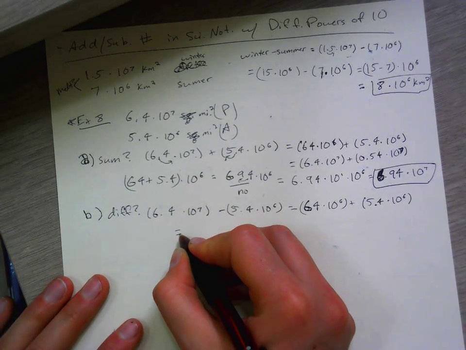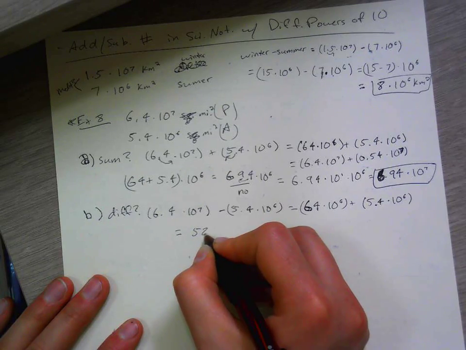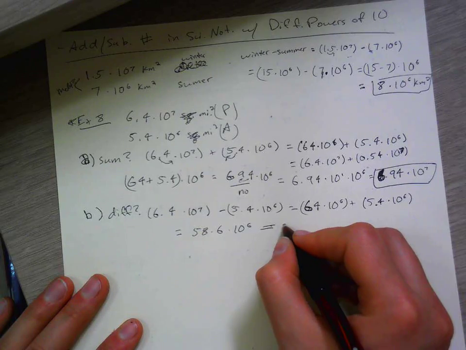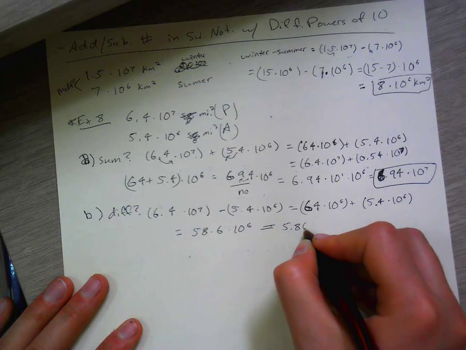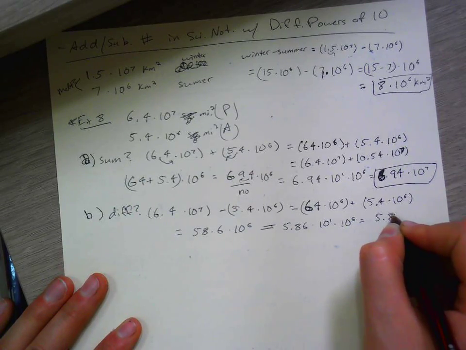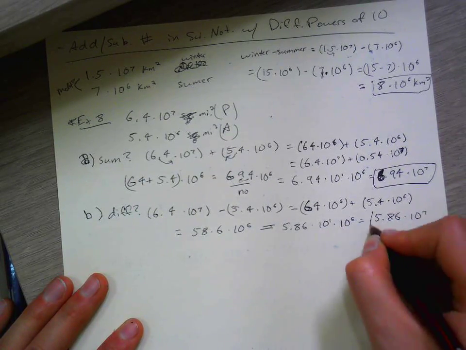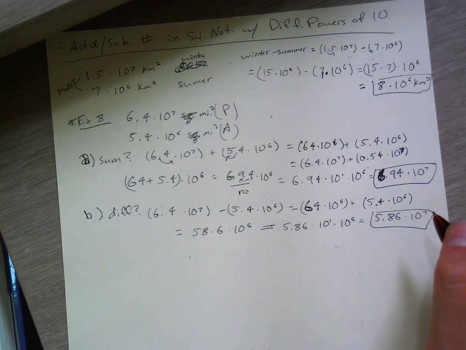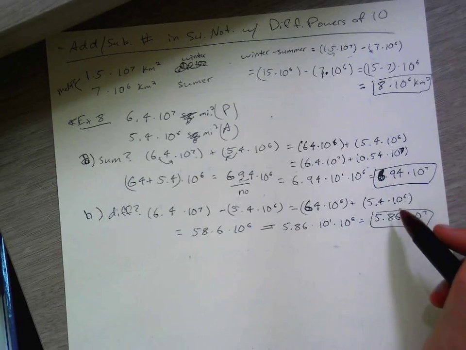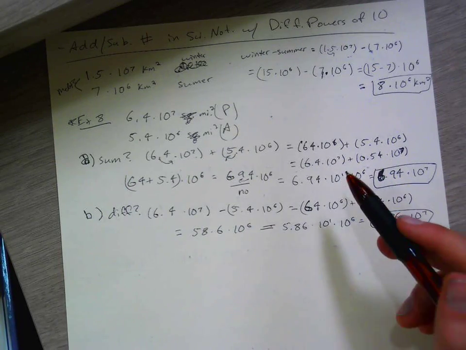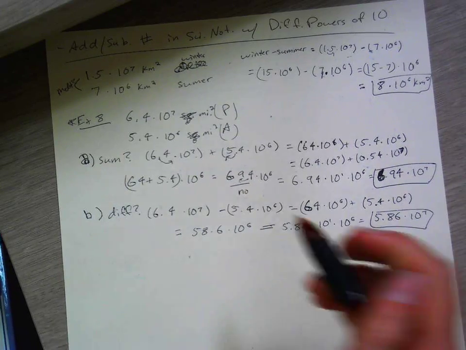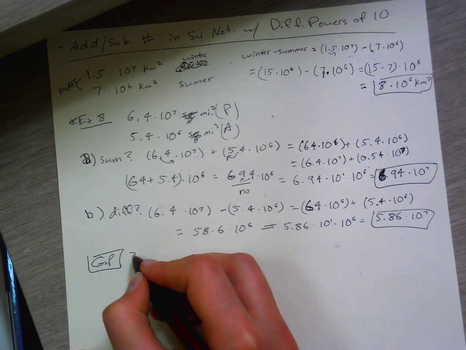equals 58.6 times 10 to the power of 6, which equals 5.86 times 10 to the power of 1 times 10 to the power of 6 equals 5.86 times 10 to the power of 7. That is our answer. That is the difference. Okay. Notice these aren't too much different because this number is a lot smaller than that number by a whole degree. Okay, go ahead and try guided practice 3.